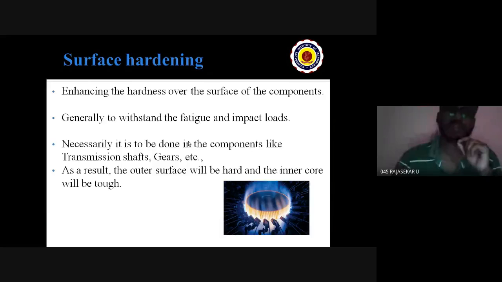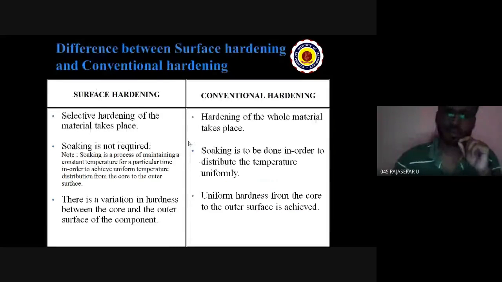Then, the difference between surface hardening and the conventional hardening technique. As I said before, surface hardening is a selective hardening of the material. Here, it is the hardening of the entire material, and here soaking is not required. Soaking is nothing but maintaining at a particular temperature in order to get a uniform distribution of temperature. Here, as it is a selective hardening process, we don't need soaking. But here, soaking is to be done in order to distribute the temperature uniformly. Only then will you get a uniform hardness, and there is a variation in hardness between the core and the outer surface of the component.